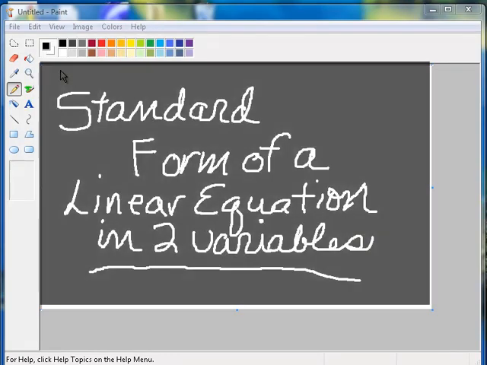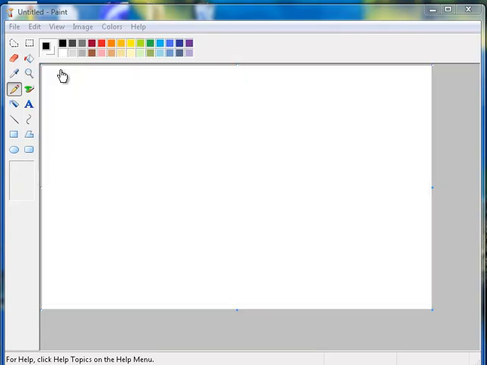Since your book only mentions very briefly standard form of a linear equation in two variables, and since you will be tested on standard form, we will take a look at some examples in this video. For the first example, we will change an equation in slope-intercept form to standard form.